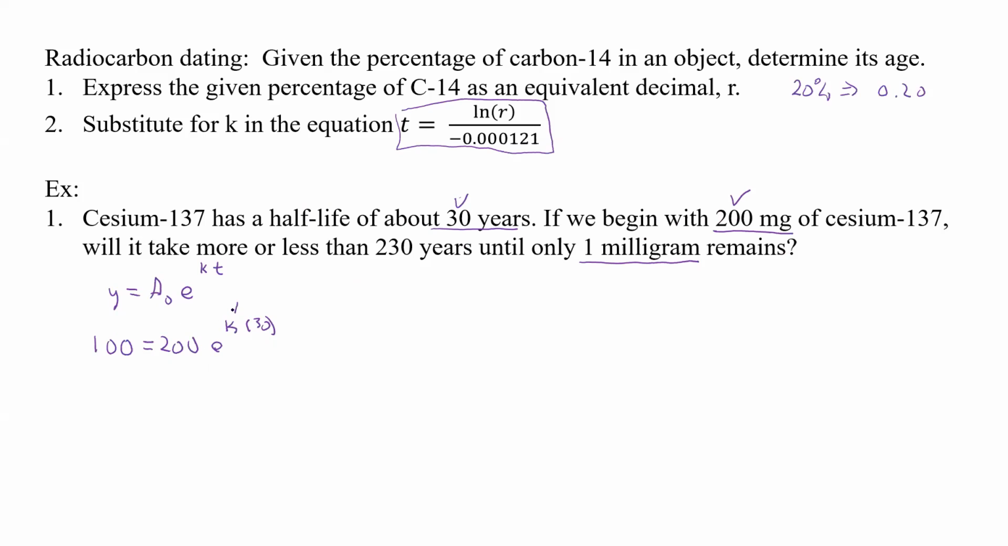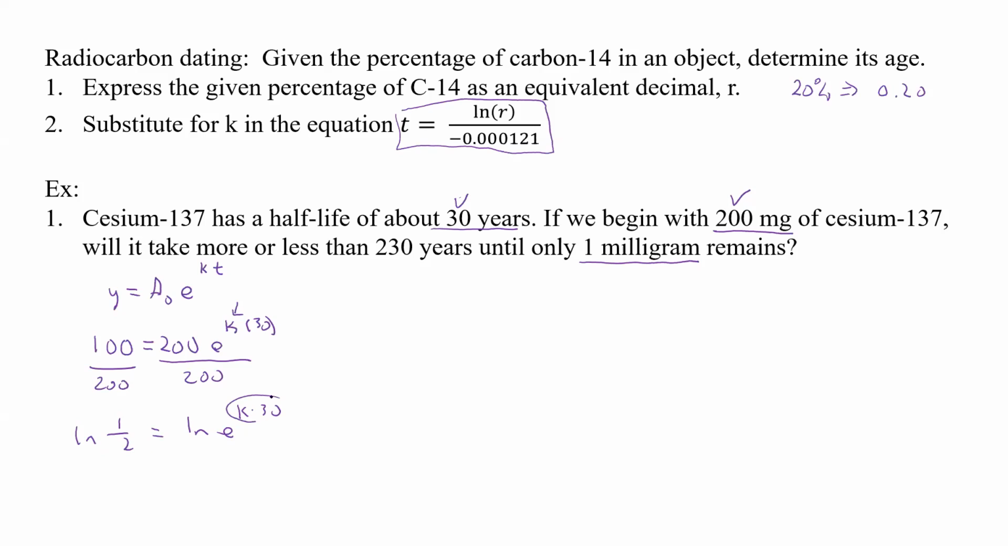Now we need to use the rules of logs to solve for k. The first thing we have to do is divide both sides by 200. That gives us 1/2 equals e to the k times 30, or 30k, however you want to look at it. Now, how do we get rid of that? Again, we're going to take the log of both sides, and I'm going to take the natural log because we have the e here.